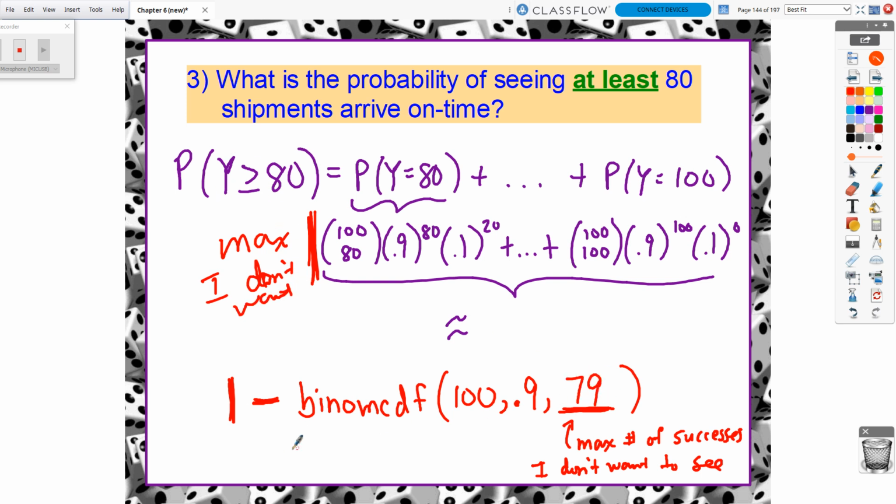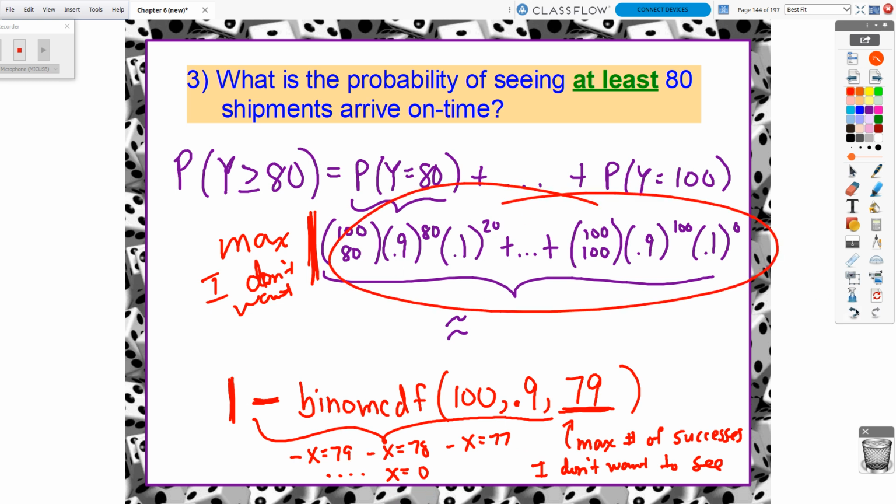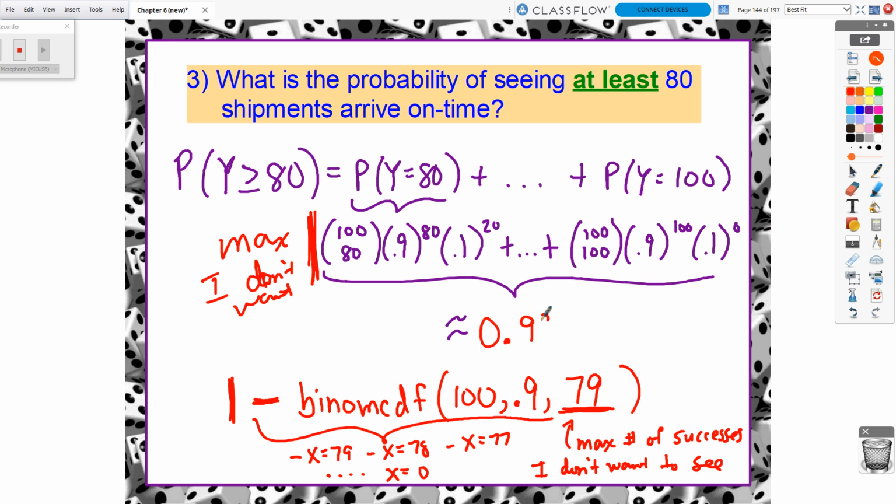So whenever I subtract this, it's going to subtract away the x equals 79 case, the x equals 78 case, the x equals 77 case, from all the scenarios, from all 100% of the situations, all the way down to x equals 0. So if I had x equals 0 all the way up to 100, and I get rid of the 0 to 79 scenarios, that's going to leave me with the scenarios I do want. If I type that into my calculator, I get 0.992 to 4 significant digits. I have a very, very good chance of seeing at least 80 shipments arriving on time.